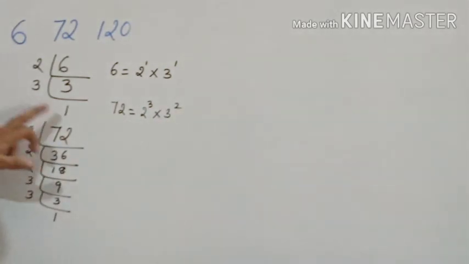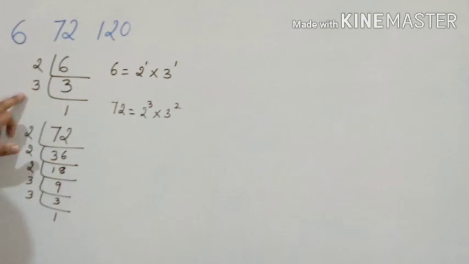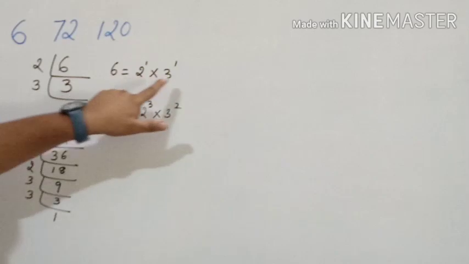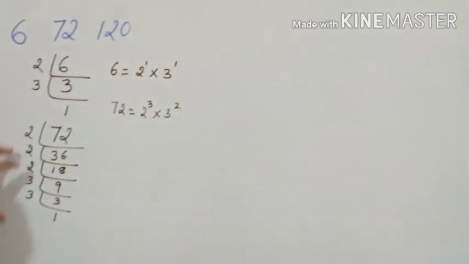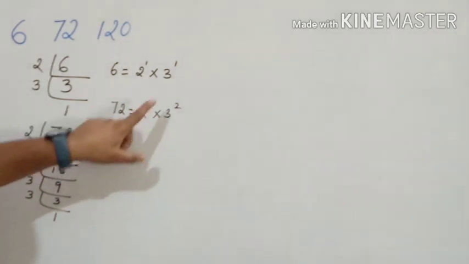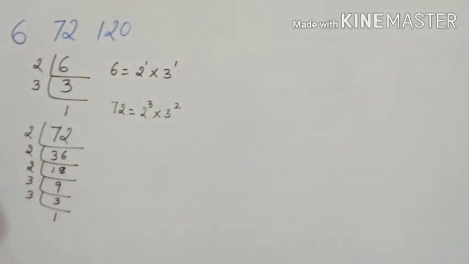So until I get 1, I should divide this, and here I got 1. So 2 and 3 are the prime factors of 6. So I have taken that in its powers. And here also for 72, I have taken all these things. And finally we have 3 2's here. So 2 cube into 3 square.